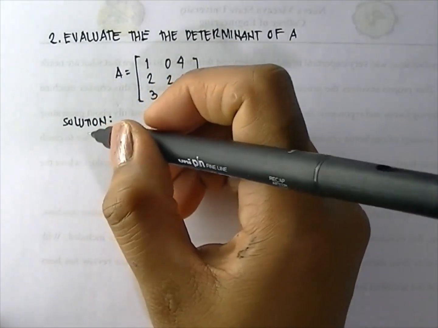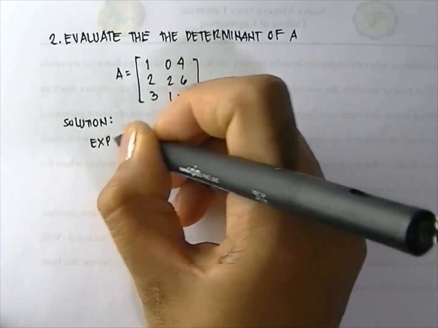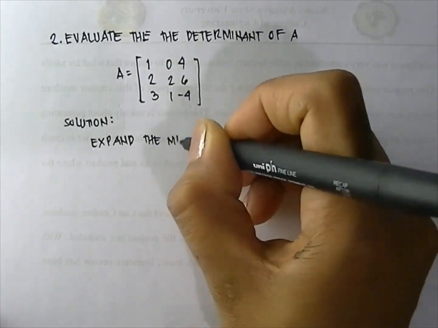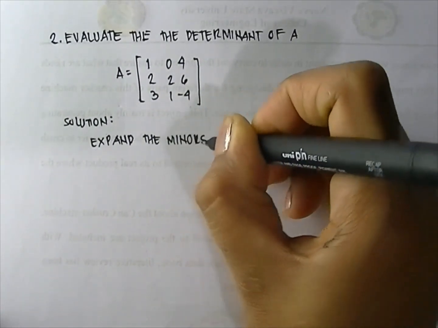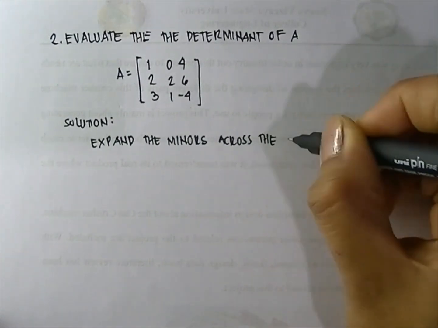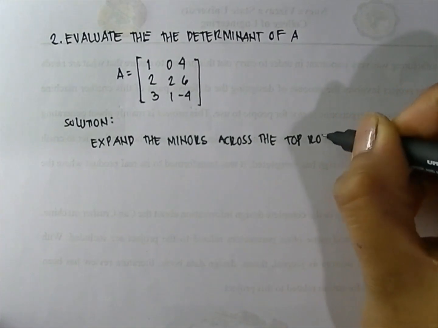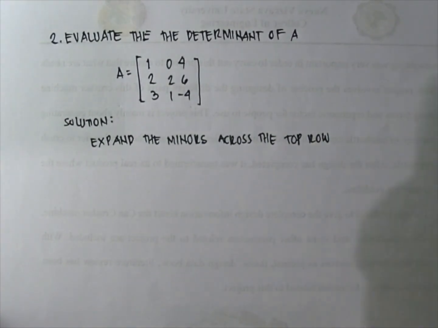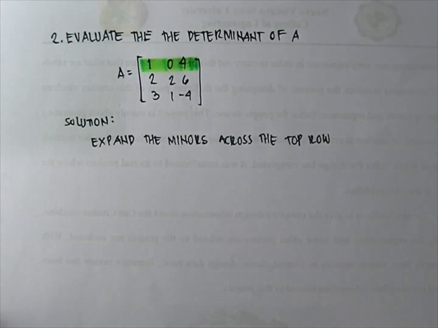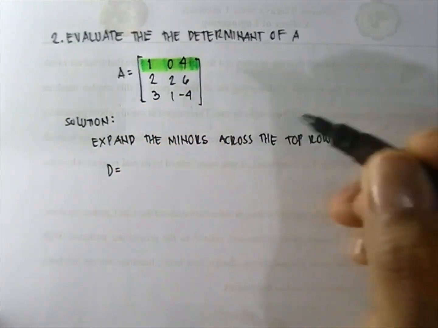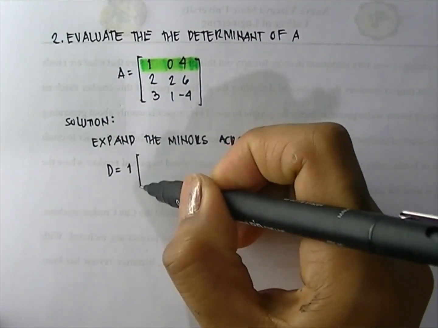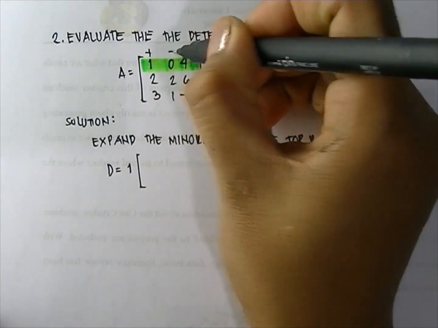We have expand the minors across the top row. So, here, the determinant is 1. The signs are positive, negative, positive.